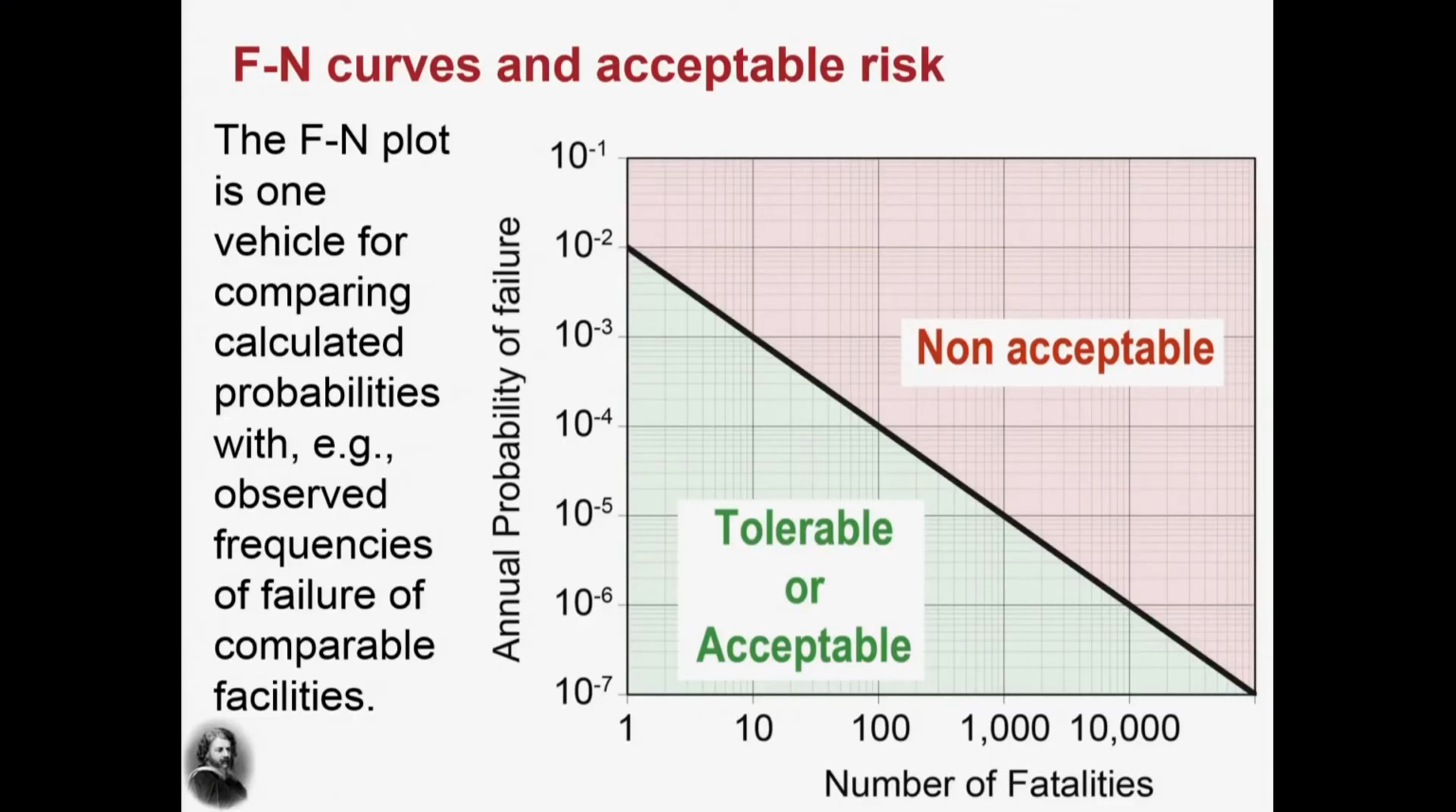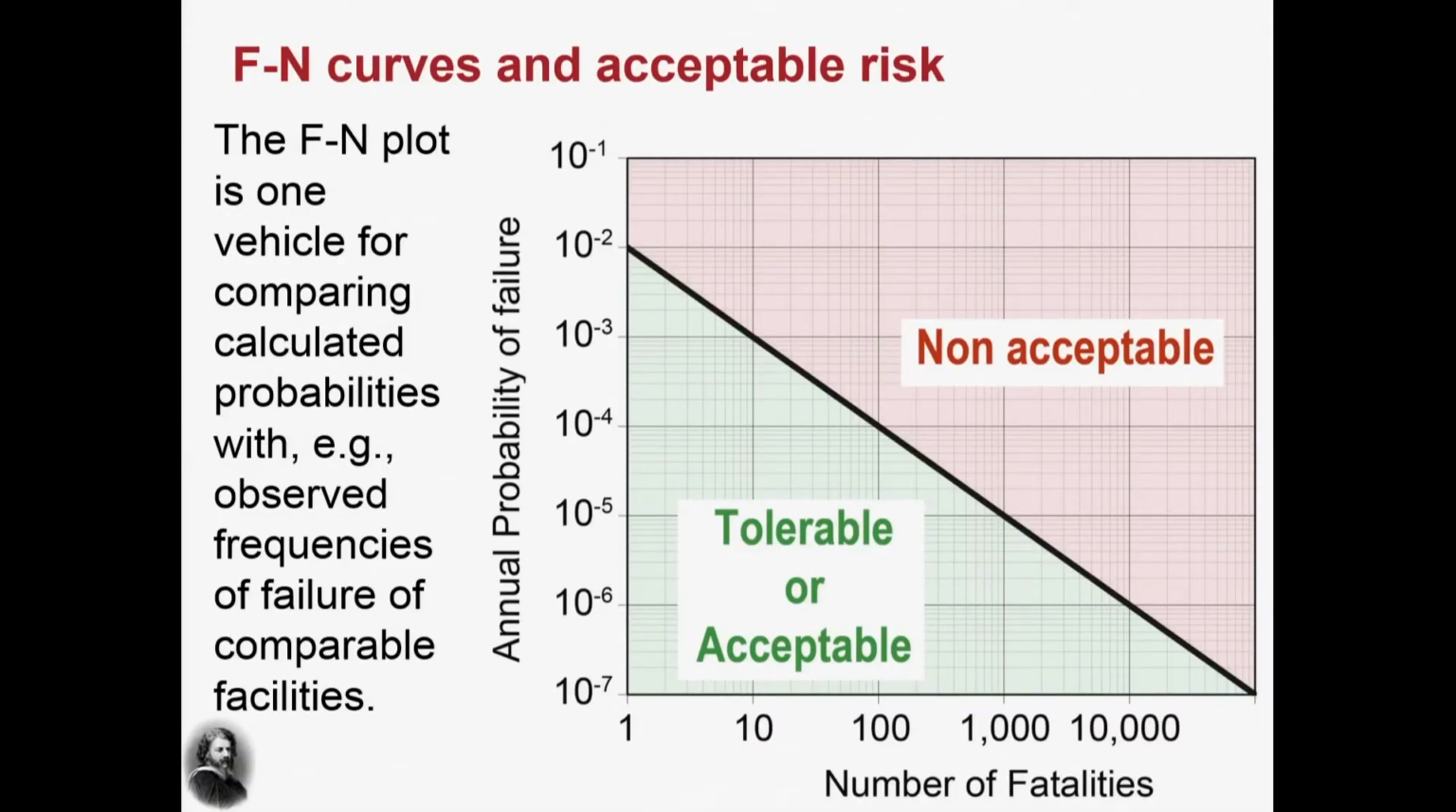Now, when we do such analysis, we often use this plot, which is called an FN plot, with the annual probability of failure, the F, and N the number of fatalities. But it could also be millions of dollars, or it could be radiation from a pollutant and everything. It's a consequence, but here we put number of fatalities. And it's a very good way of communicating and comparing different probabilities of the same facilities.